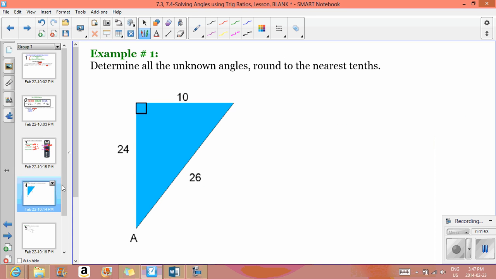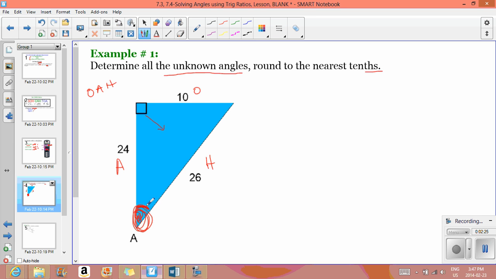So let's try an example. We have to determine all the unknown angles and round to the nearest tenths. I'm going to start with A here since A is labeled. If this is our angle A, we must go through the same process. We need to label O, A, and H. H, again, we should know from back in the Pythagorean theorem, is always the longest side across from the 90. For O, if I put my finger on this corner, the only side length that my finger would not be touching is this one. So that's the O, and the remaining one is the A.